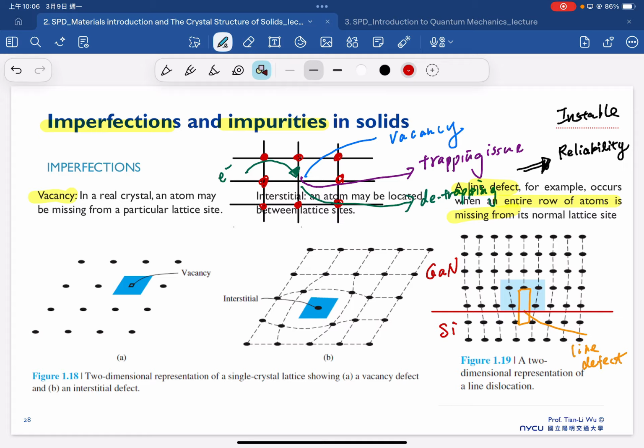Okay, one more. This is something I just did not mention: the interstitials. An interstitial, by definition, is an atom located in between the lattice sites. So there are additional atoms located away from the typical lattice places. That's what we call interstitials. So those are the three most often seen imperfections in semiconductor materials.